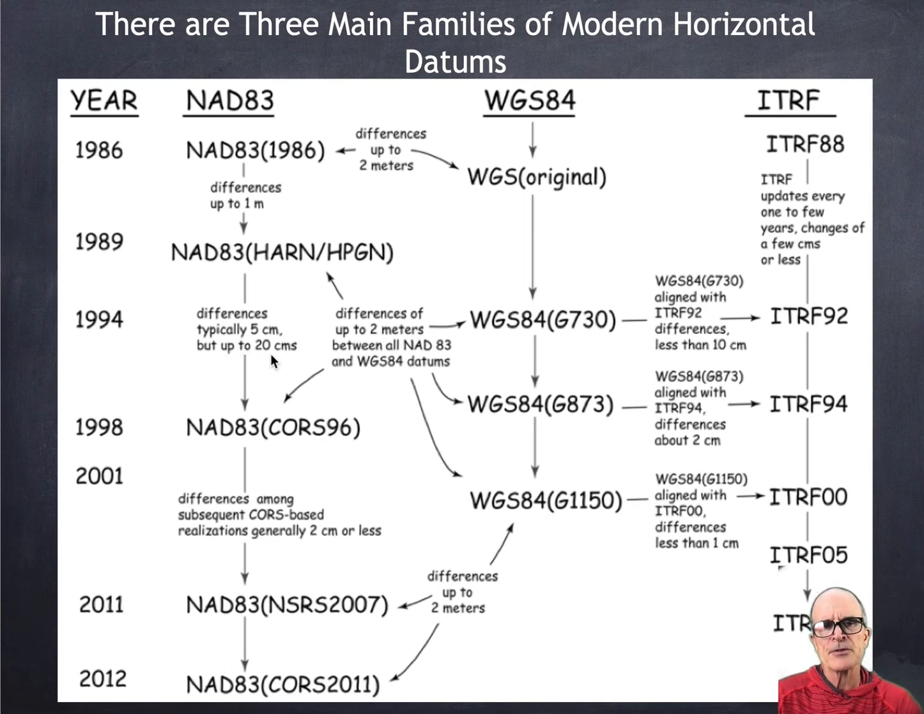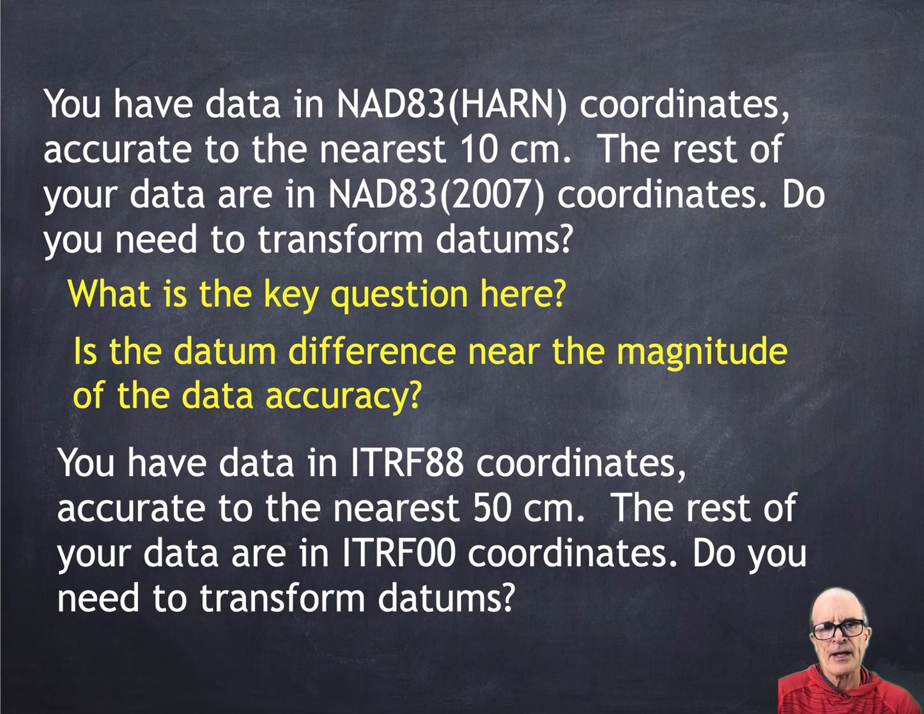Typically 5 centimeters, but up to 20 centimeters. So this is a meter. So from this down to any of these is going to be a meter, right? A meter to 2. Whereas 2 centimeters to these are all a couple centimeters apart. So I don't need to pay attention to that difference if the data are coarser than that, right?